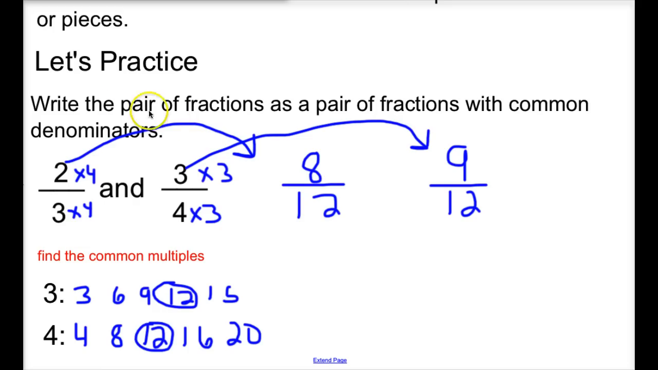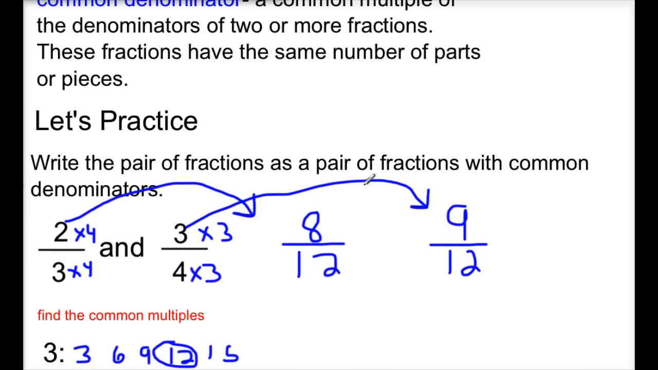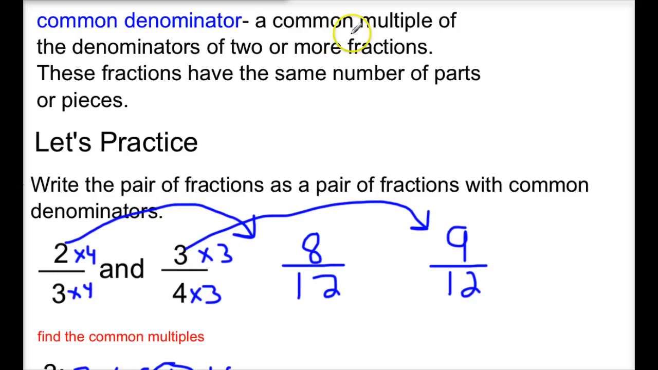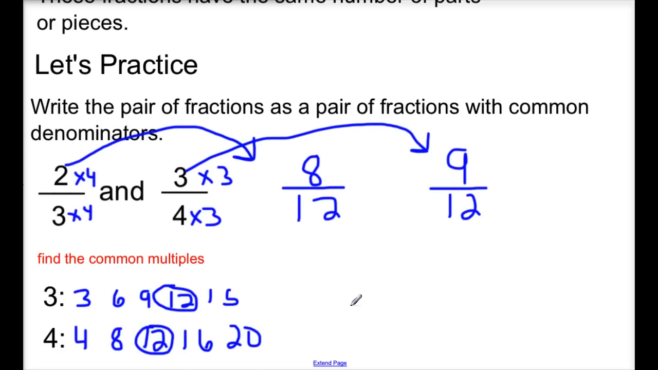And so I have followed these instructions. I have written a pair of fractions as a fraction pair with common denominators. That's what I did over here. And if I go back to my definition, it says that the common denominator is a common multiple of denominators of two or more fractions. So I have two or more fractions. So I have at least two that I'm representing here, and the fractions have the same number of parts or pieces, and they do, 12. They both have the same number of parts or pieces, which would be 12 in this case.